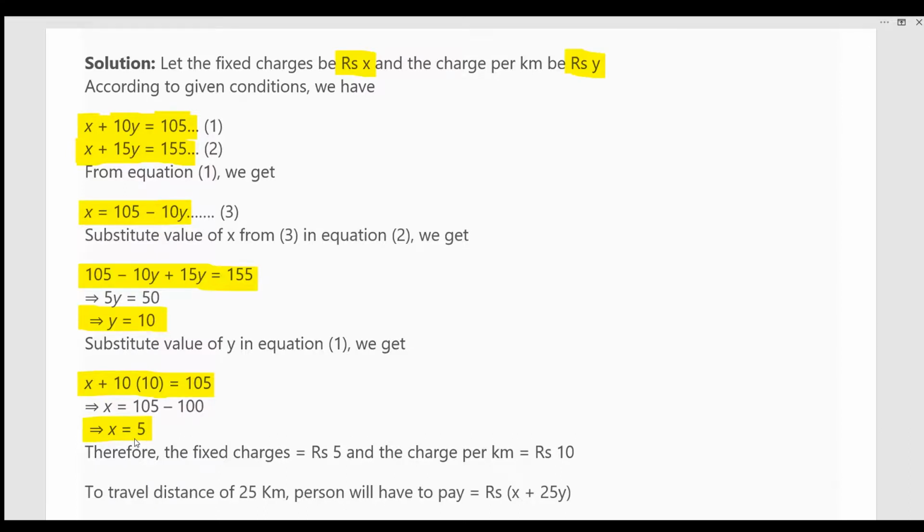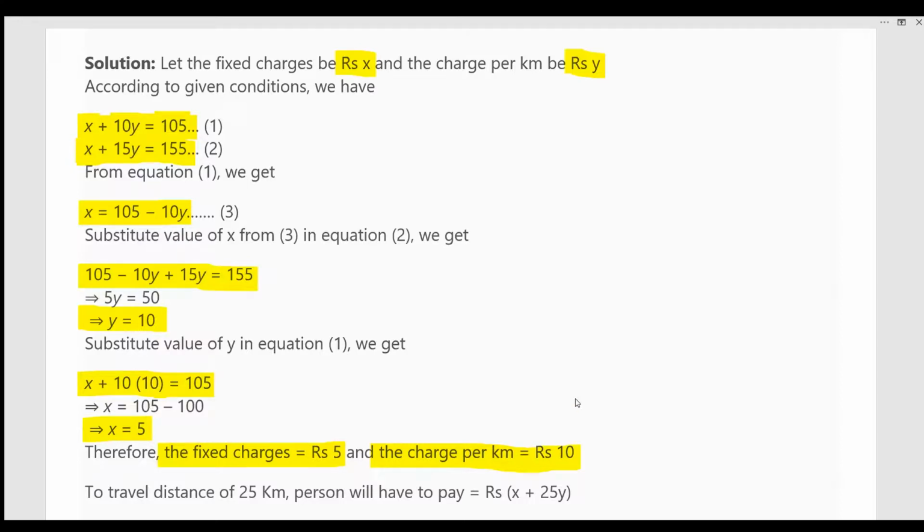Now what is x for us? x is the fixed charges. So the fixed charges is equal to rupees 5 and y is the charge for 1 kilometer or charge per kilometer. So the charge per kilometer is equal to rupees 10.